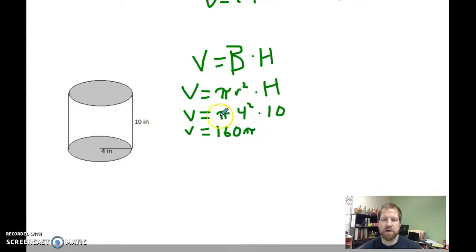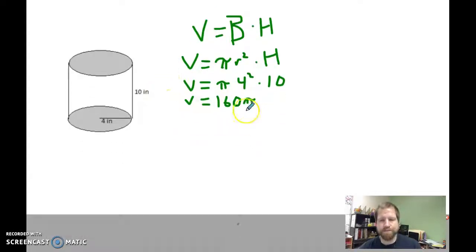And I'm going to leave it in terms of pi because that way I don't have to mess with all the decimals. And this is a really accurate calculation for the volume of this. If I multiplied it by 3.14 instead of pi, it wouldn't be perfectly accurate anymore. It would be off. Okay? Okay, so I've got my original.